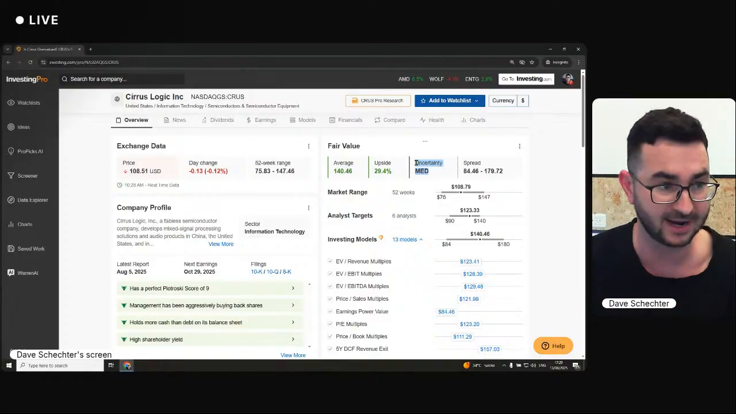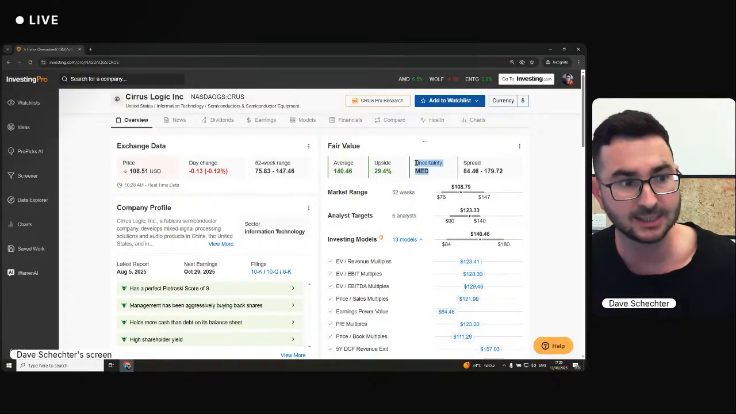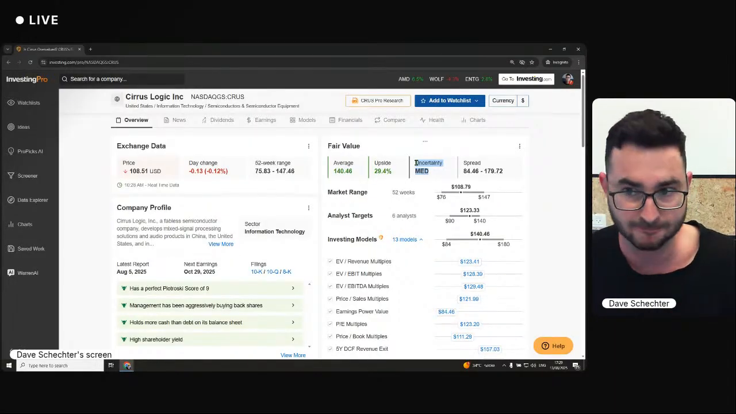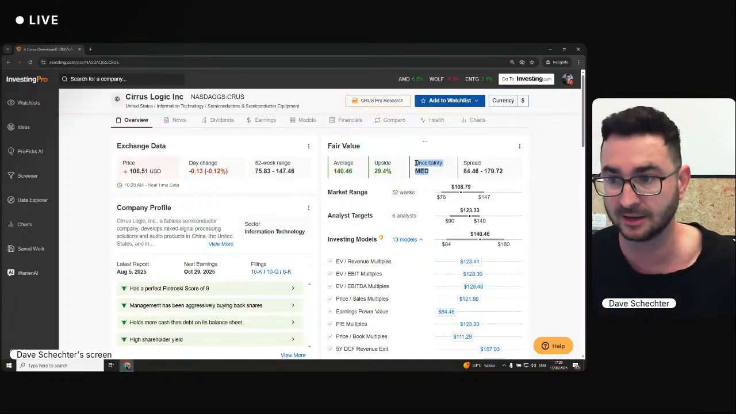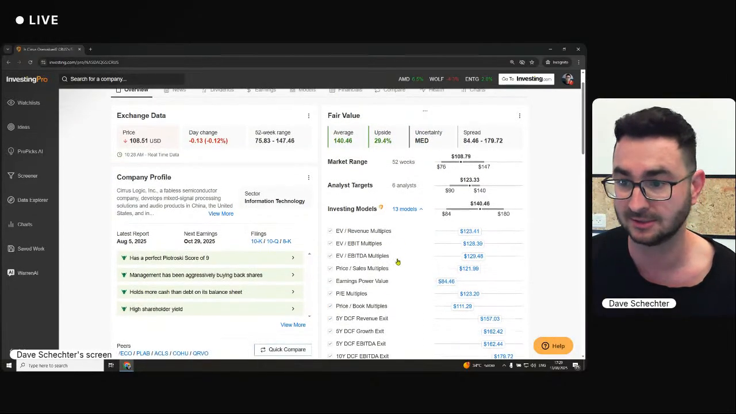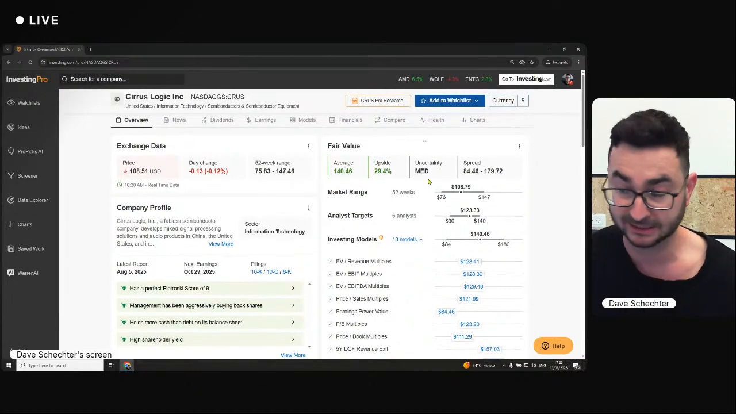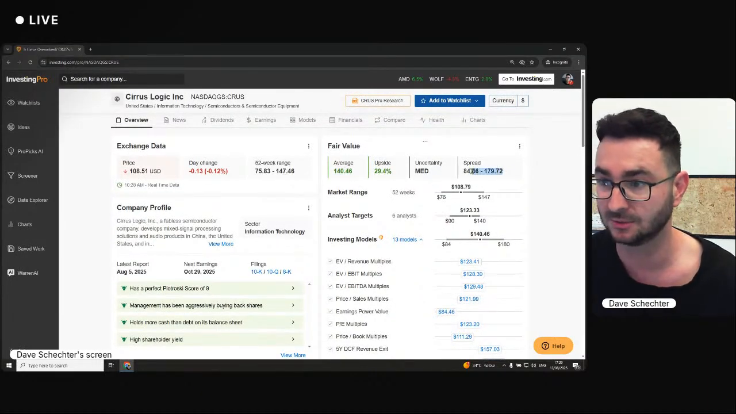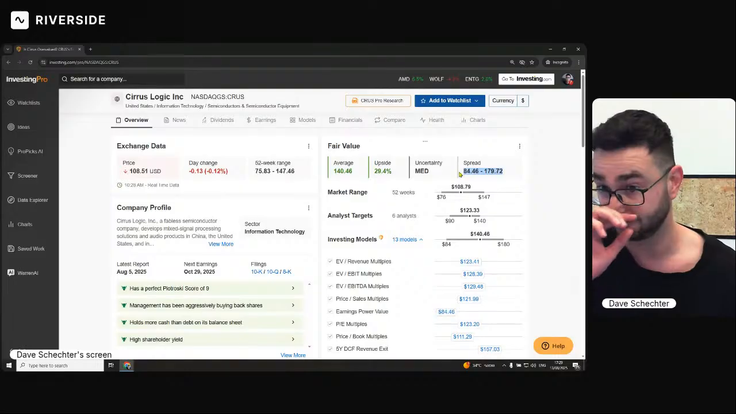There are a couple of different factors here. Could be news releases, so on and so forth, or particular market volatility in certain areas. So the level of uncertainty according to these valuations is medium, but that's completely normal. And here's the 52-week price spread.